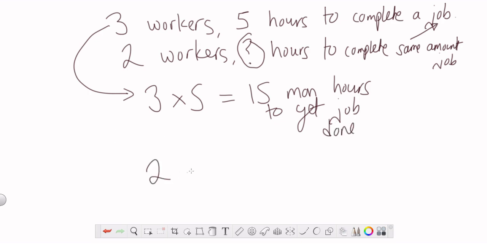Now we've got 2 workers this time, 1 missing, and we want to complete the same type of job. How many hours will it take to get this particular job done? Now remember, this job takes 15 man hours. It's the same type of job.